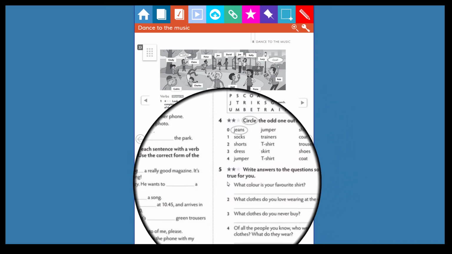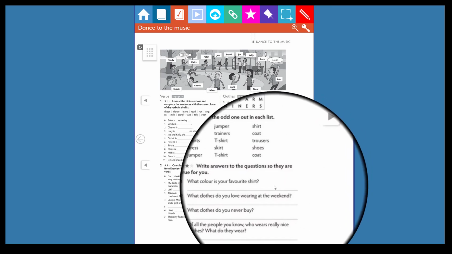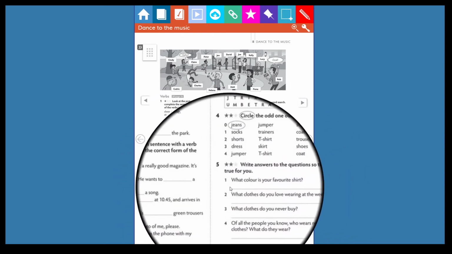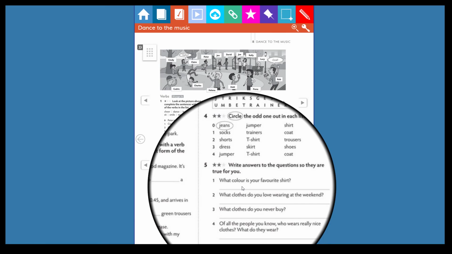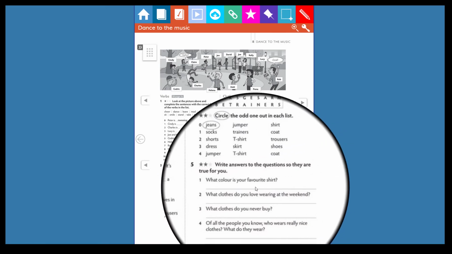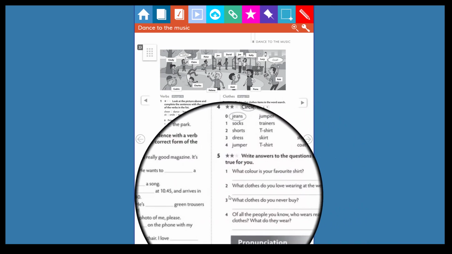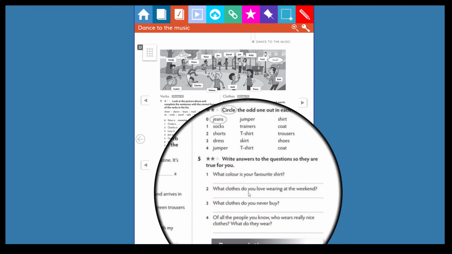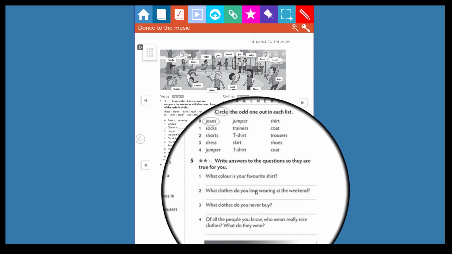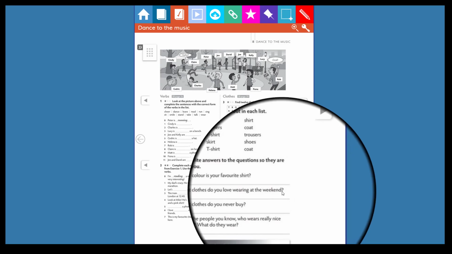And number 5, write answers to the questions so they are true for you. So you have to answer all of these questions with your own information. Number 1, what color is your favorite shirt? Or t-shirt too. Puede ser aquí polera, no necesariamente camisa. Number 2, what clothes do you love wearing at the weekend? What clothes do you love wearing? Aman vestir at the weekend, los fines de semana.